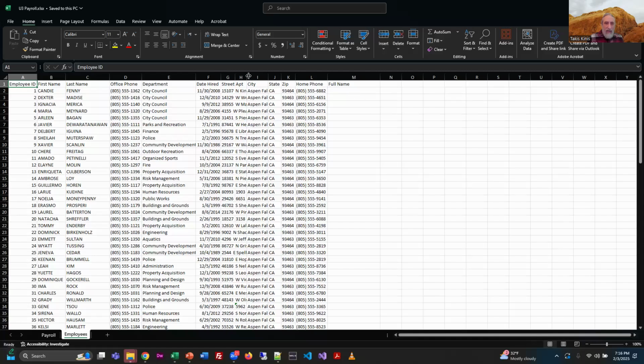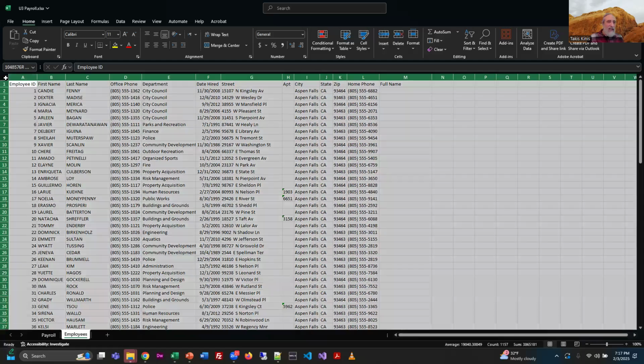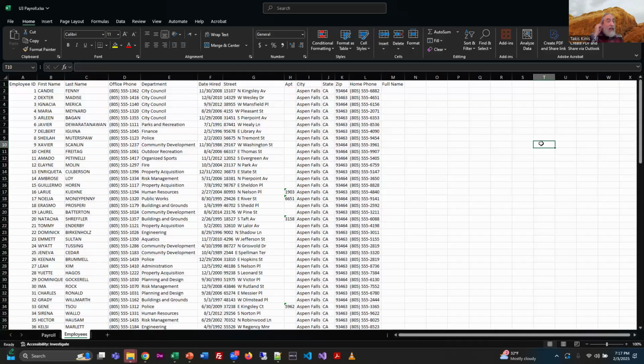I'm noticing that some of this stuff is truncated, right? So I'm expanding the columns. The easy way to do all of them, of course, is to highlight using the top left item and then double click, and they all auto size. Okay.